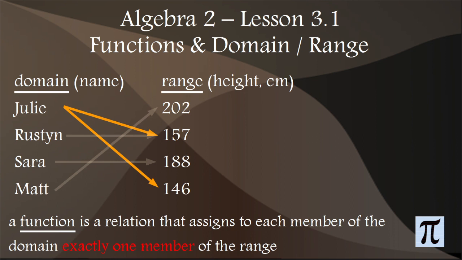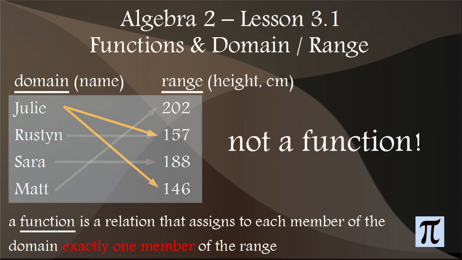Remember, a function is a relation that assigns to each member of the domain exactly one member of the range. So this is not a function. We do have a domain and a range, but because of this relationship between Julie and two heights, it is not a function.